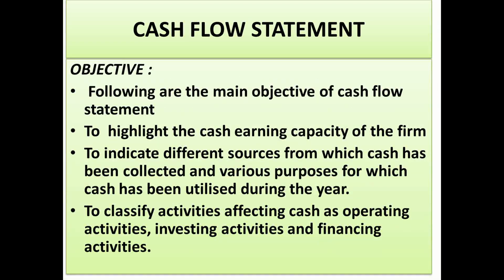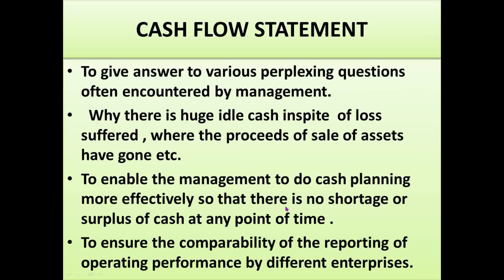Then the objective: it shows the cash earning capacity of the firm. It also shows the cash earnings of the firm from different sources, like operating is a source, investing is a source, and financing is again a source. How the money has been generated and how the money has been utilized during the year. Then, to give answers to various perplexing questions often encountered by management, this is helpful for the management.